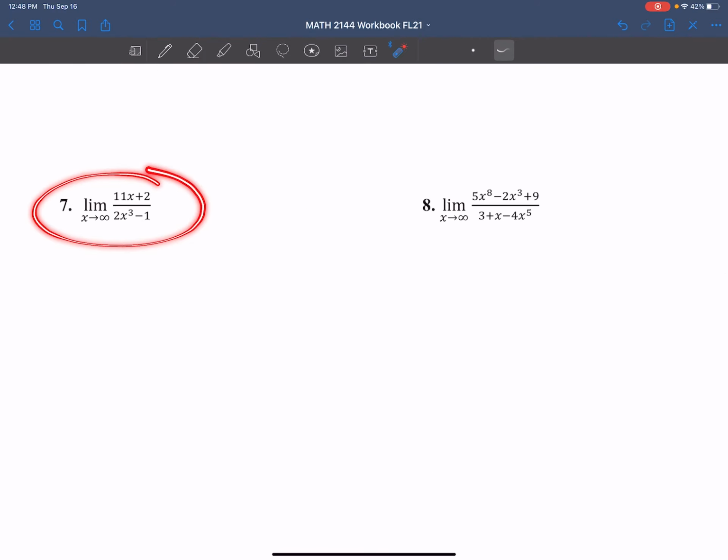The degree of the numerator is what? 1. The degree of the denominator is 3. So this is the case where the numerator is growing slower than the denominator. So what do you think? If the denominator is growing bigger, what is going to happen to the overall fraction? It's going to get smaller. So the answer here is going to be 0.